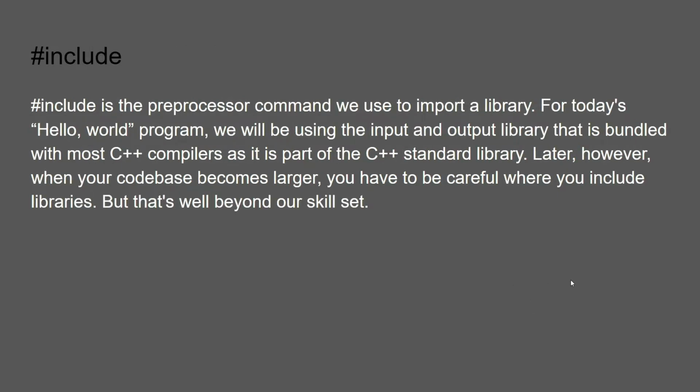The hash include is the preprocessor command that we will use to import a library. For today's Hello World program, we will be using the input and output library that is bundled with most C++ compilers, as it is part of the C++ standard library. If your compiler doesn't come with the C++ standard library, then download a new one, because if you don't have the C++ standard library, you can't do a lot of things. But in Visual Studio, if you install desktop development for C++, it's going to have that. So don't worry if you're using Visual Studio 2019, it will work.